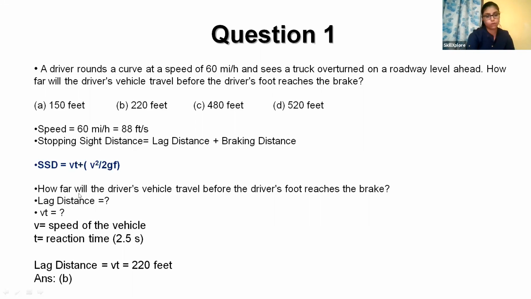What is V? The speed of the vehicle. And what is T? T is the reaction time. In this question, the reaction time is not given. If it is not given in the question, you have to choose it as 2.5 seconds. So you have to learn this value by heart. You have to choose it as 2.5 seconds. So the lag distance is the speed of the vehicle into 2.5 seconds. First of all, we have to convert the speed into feet per second. 60 miles per hour is equal to 88 feet per second. After converting, that value into the reaction time 2.5 gives 220 feet. So the answer is option B, that is 220 feet.